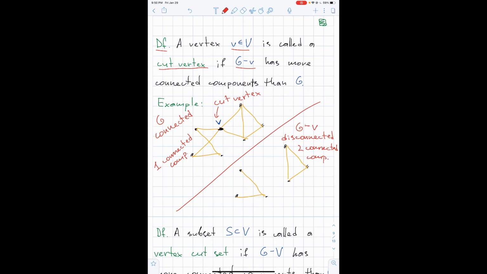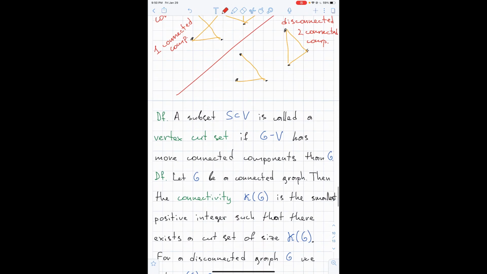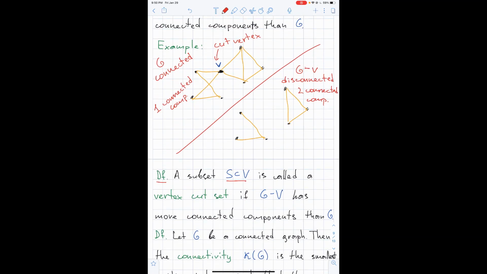All right. So similarly, a subset in the vertex set. Here we just had one vertex, and we removed it, and it became disconnected. More generally, we say that a subset of the vertex set is called a vertex cut set if after removing all these vertices, the number of connected components gets bigger. Once again, we get more connected components.